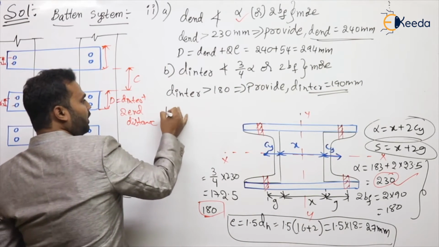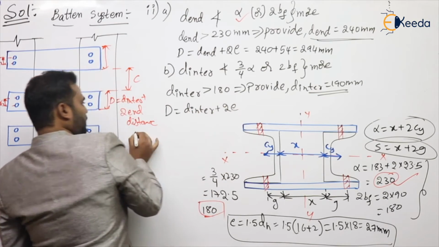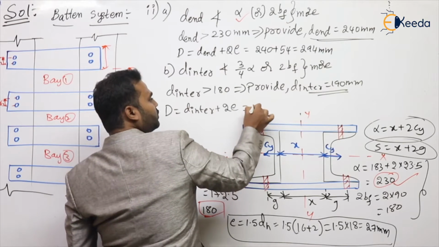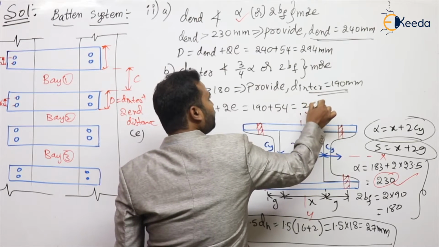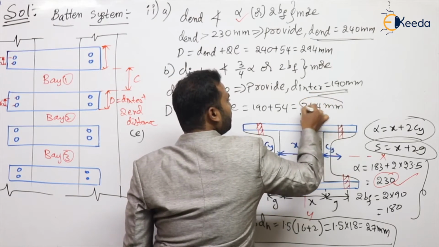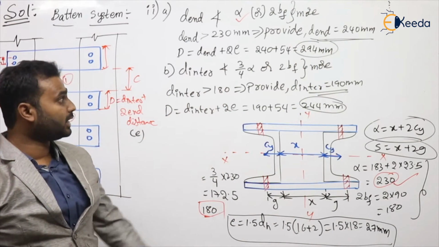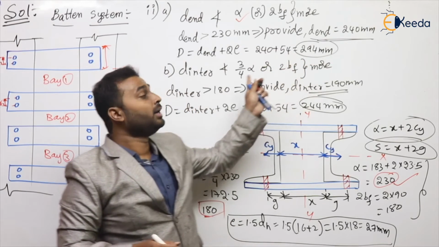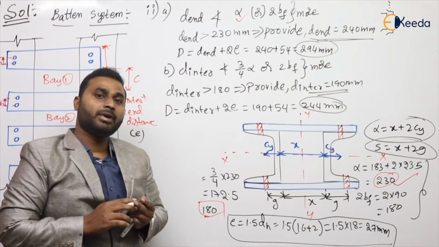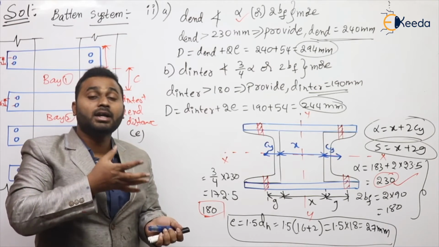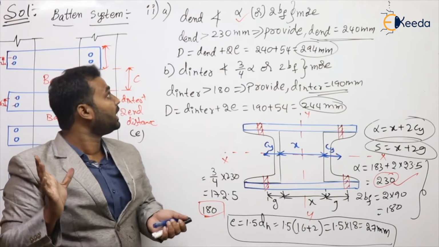Now overall depth is nothing but D inter plus twice the edge distance. So 190 plus 54 comes out to be 244 mm. So 244 is the overall width for the intermediate batten, and 294 is the overall width for the end batten. Is that okay? So this is the width for the intermediate and end battens. Now let us calculate the required thickness and length also.